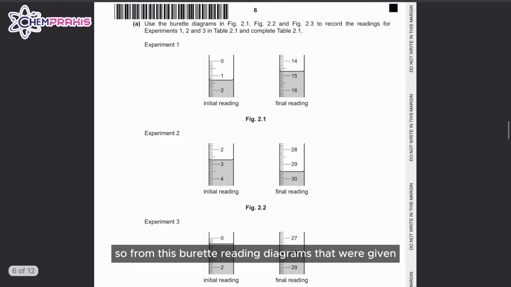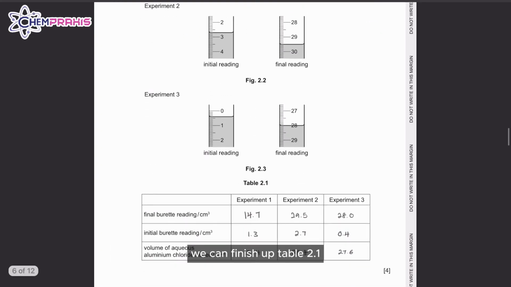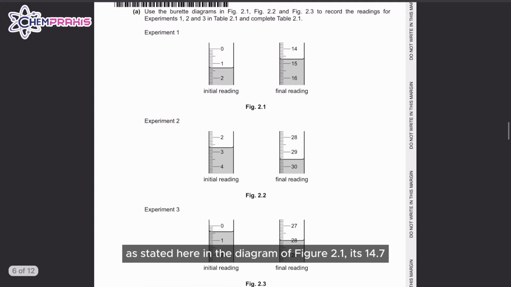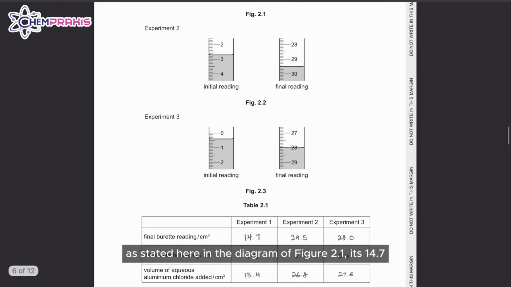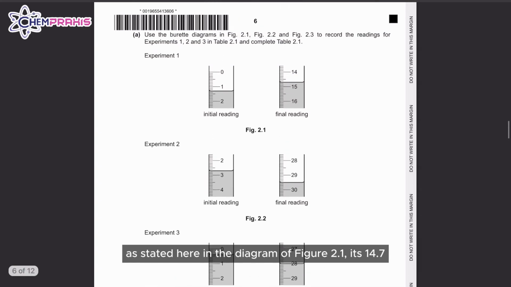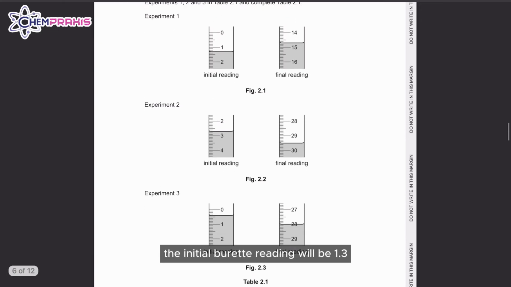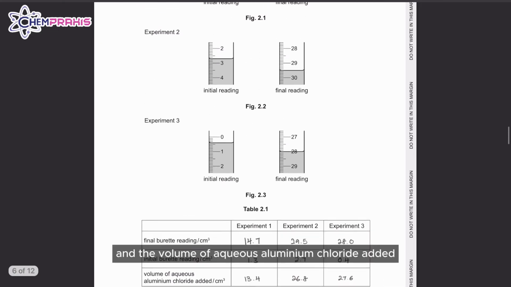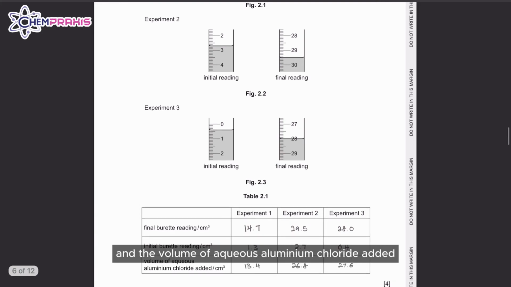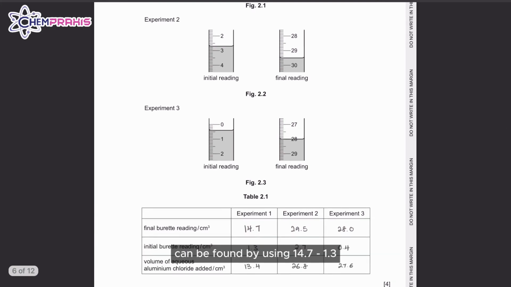From the burette reading diagrams that were given, we can finish up Table 2.1. For experiment 1, the final burette reading, as stated in the diagram of Figure 2.1, is 14.7. The initial burette reading will be 1.3. And the volume of aqueous aluminum chloride added can be found by using 14.7 minus 1.3. Hence, we'll get 13.4.